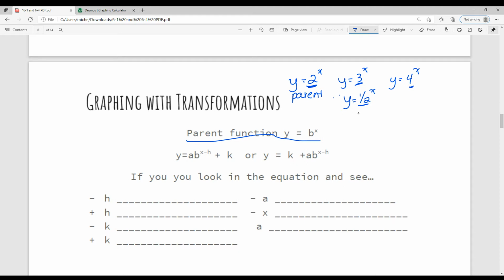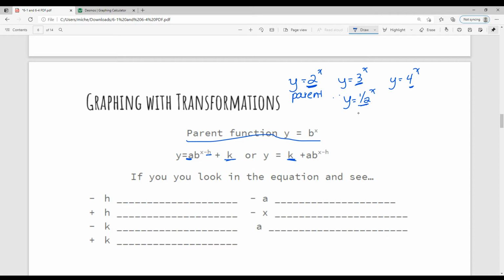So first of all, you're going to need to identify what the parent function is. Then you'll see numbers. You might see an a in front, a plus or minus number up here, plus or minus a number outside by itself. These are the numbers, this a, the h, and the k. Those are the numbers that are going to move the function up, down, left, or right. Sometimes you'll see this k added at the end. Sometimes they like to put it at the beginning. But here's what you need to see.